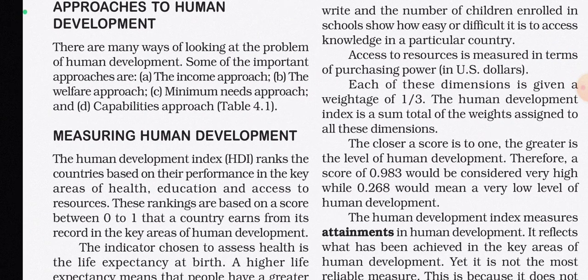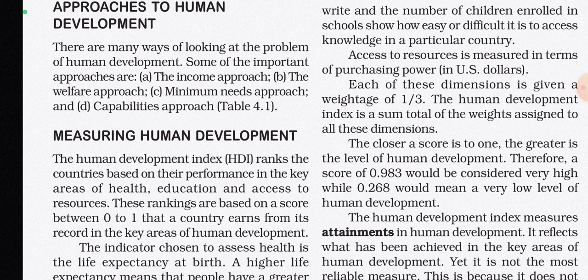Approaches to human development. There are many ways of looking at the problem of human development. Some of the important approaches are the income approach, the welfare approach, the minimum needs approach, and the capabilities approach. Measuring human development. The Human Development Index ranks the countries based on their performance in the key areas of health, education, and access to resources. These rankings are based on a score of 0 to 1 that a country earns from its record in the key areas of human development.